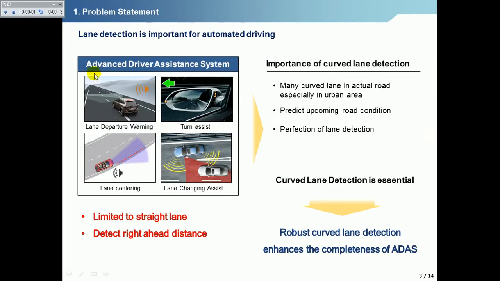More and more driver assistance technologies are being developed to assure safe road conditions, since most of the accidents are caused by drivers. It is important to detect curved lanes because there are so many curves in urban areas, and by detecting curves, we can predict the direction of the upcoming road.